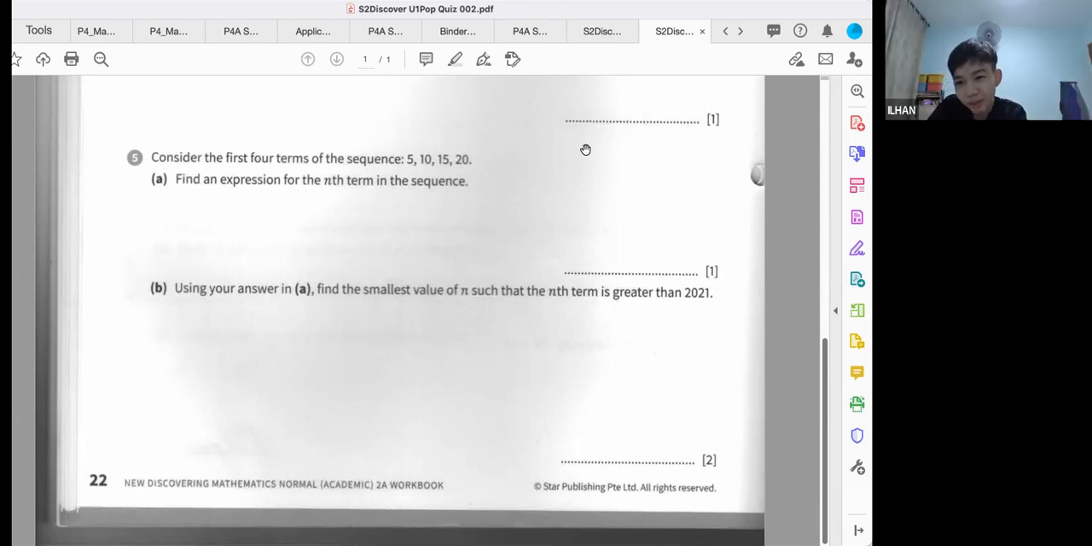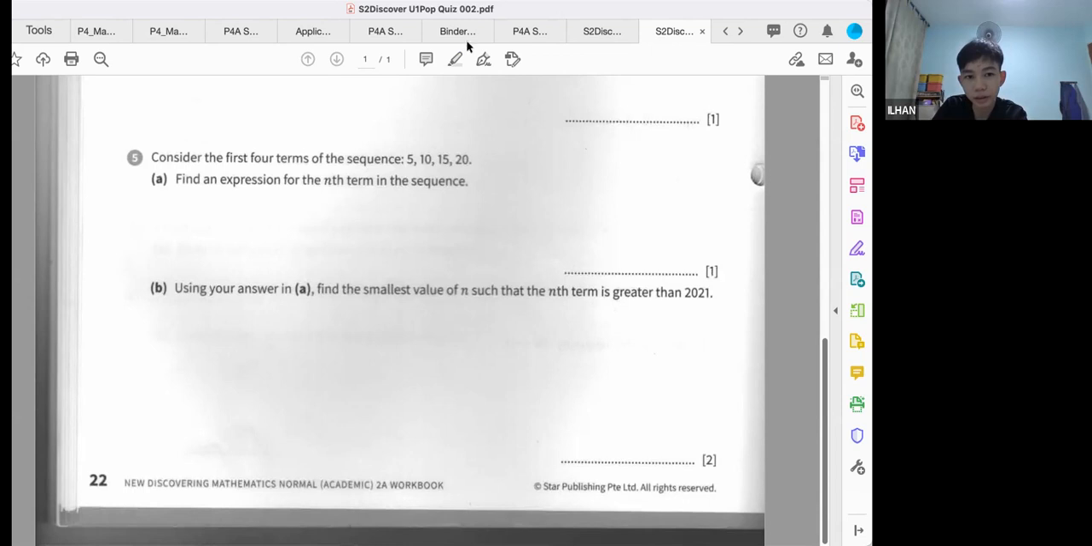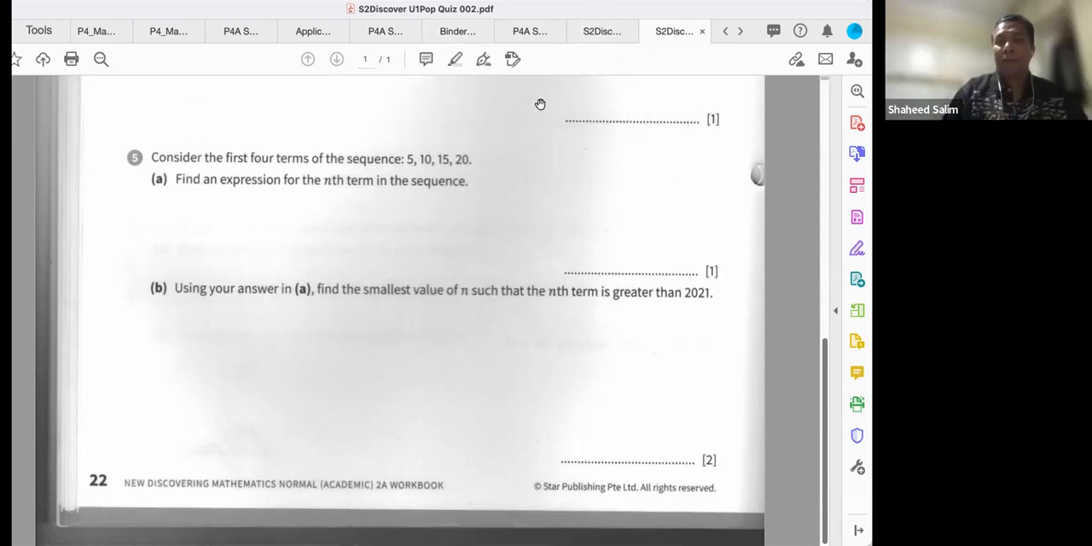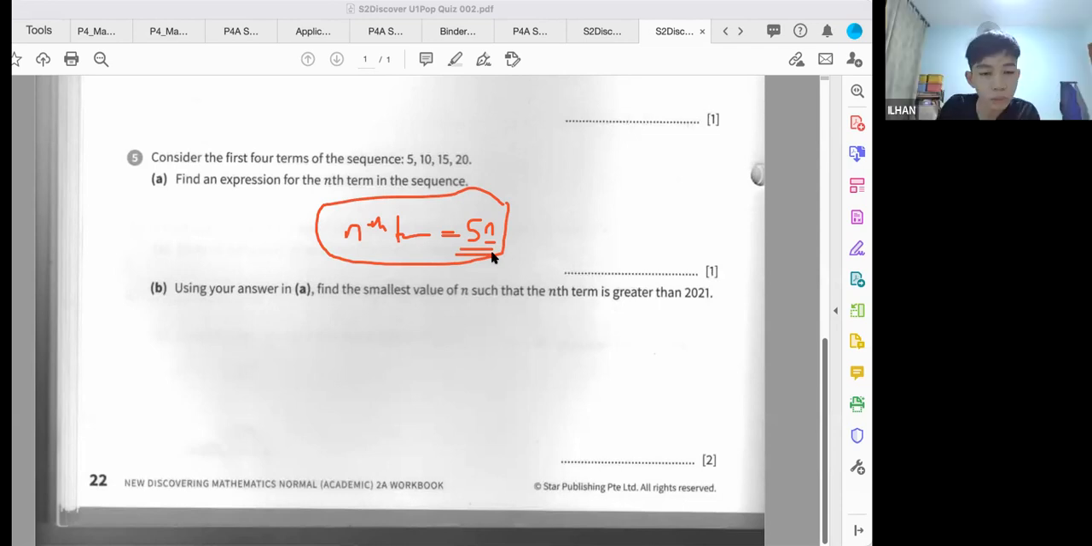The nth term? If you can find out the 10th term, it means you did something to the 10th term. What do you do? Times 5. So your nth term is equal to 5n. What is n? n is the term number. The first number times 1, second number times 2, third number times 3, 10th number times 10, you get 50. So this is the expression for the sequence. You get it?